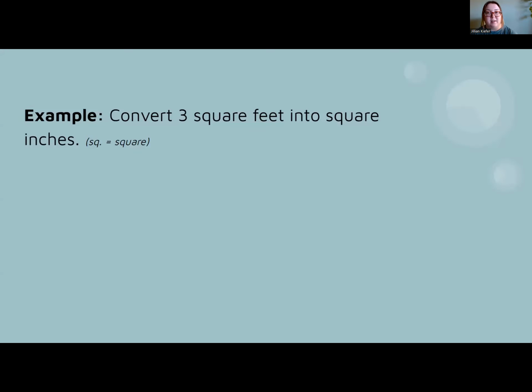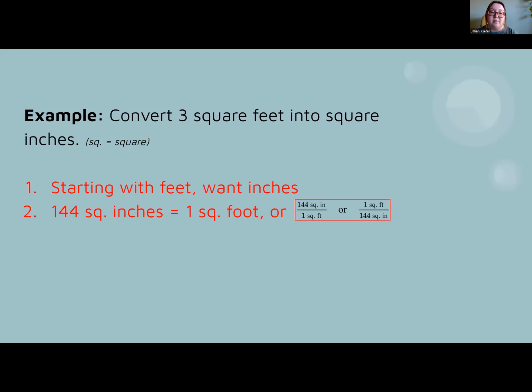So let's take an example together. We want to convert 3 square feet into square inches. We're going to use SQ as square, so we don't have to write square all the time. So number 1, we start with square feet, and we want square inches. Coming up with our relationships here, we have 144 square inches is equal to 1 square foot. So we have 144 square inches over 1 square foot, or 1 square foot over 144 square inches. These are all the different relationships. We need to pick the right one that we need.